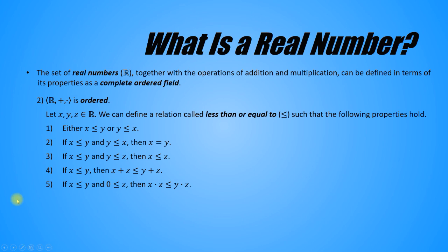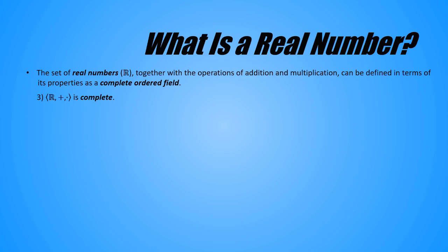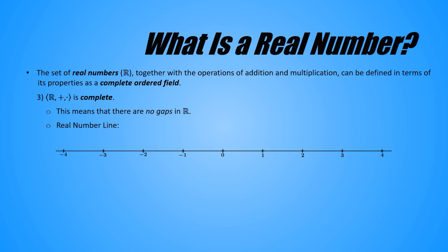And finally, if x is less than or equal to y, and 0 is less than or equal to z, so z is not negative, then we can multiply both sides of this inequality by z, and it still holds true. And the third defining property of the real numbers is that they are complete. This means that there are no gaps in R. So we can represent R with a continuous line like this. Every point on the line corresponds to a real number, and every real number has a location on the line. And lest you forget what this video is all about, I've shown our buddy pi here on the real number line.